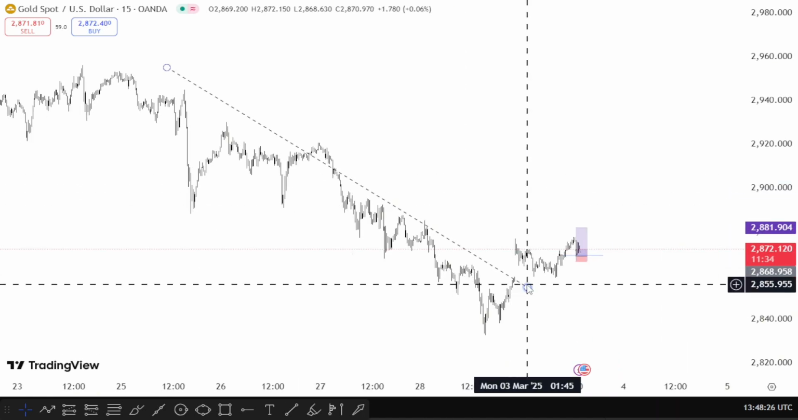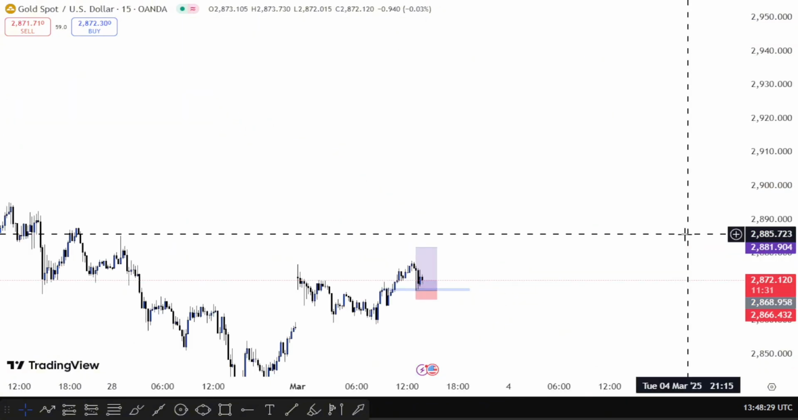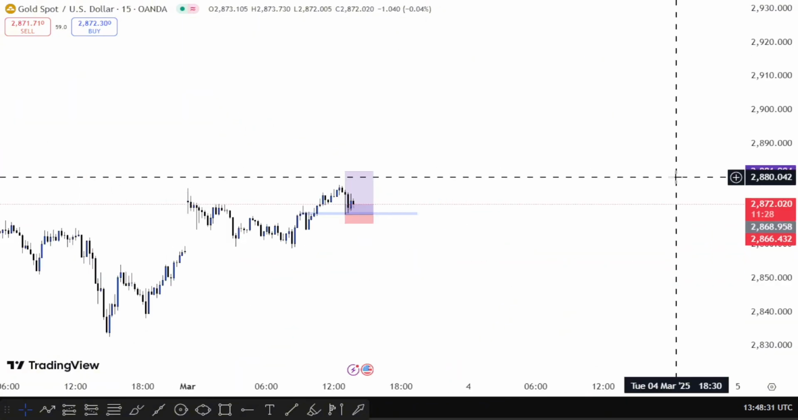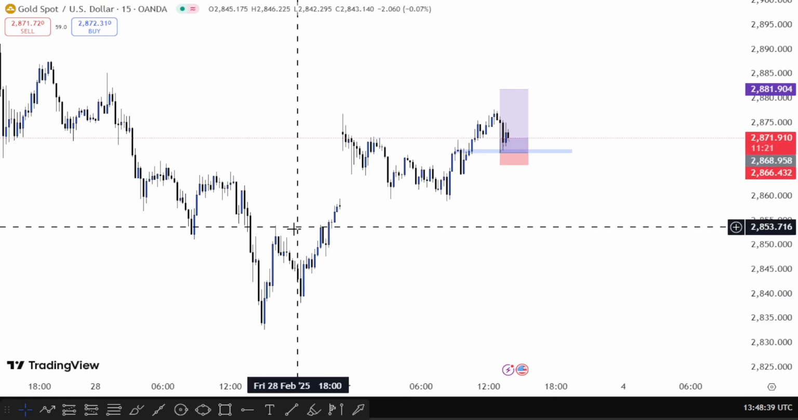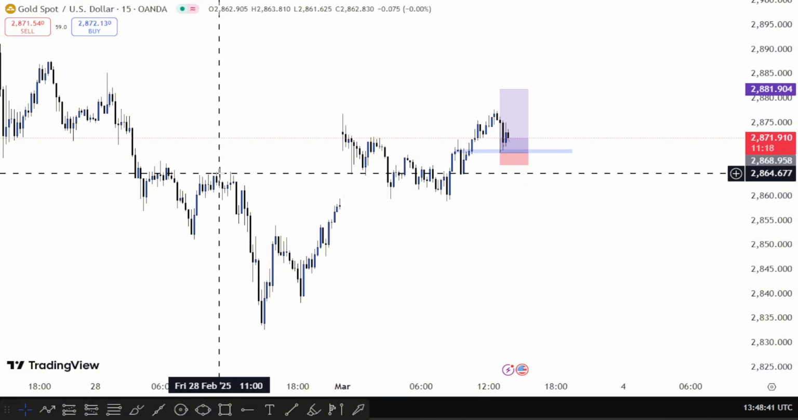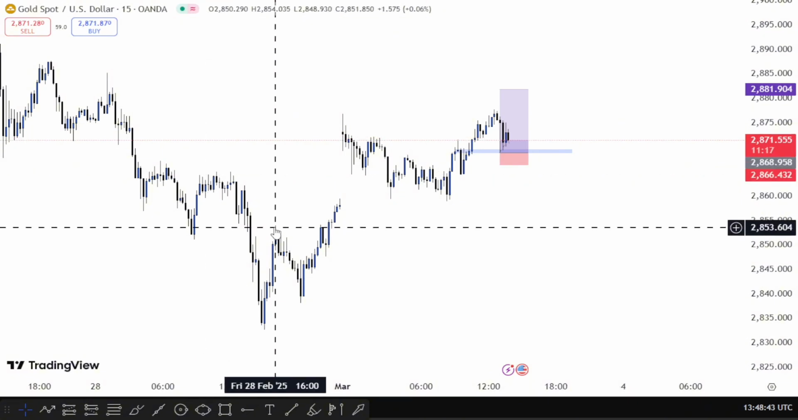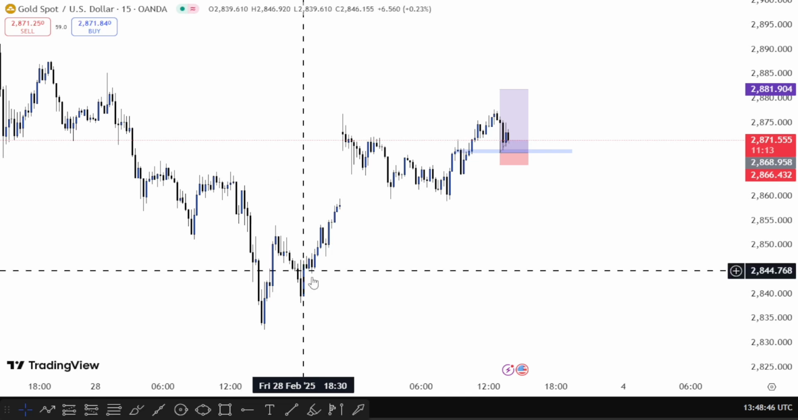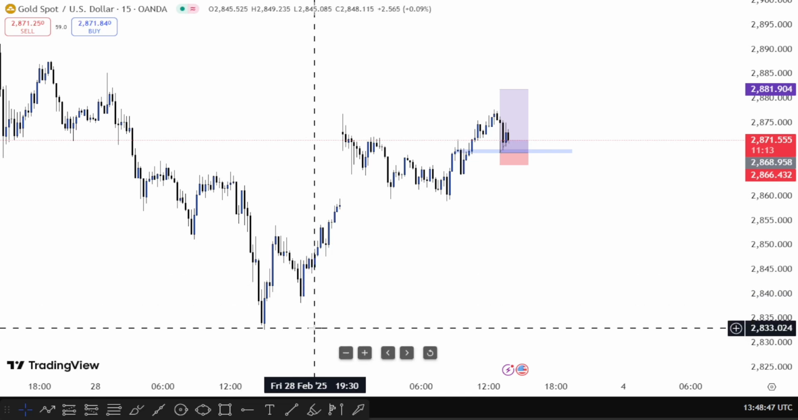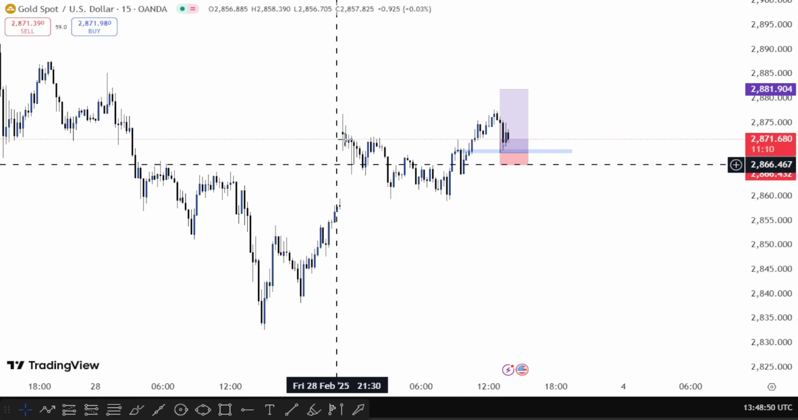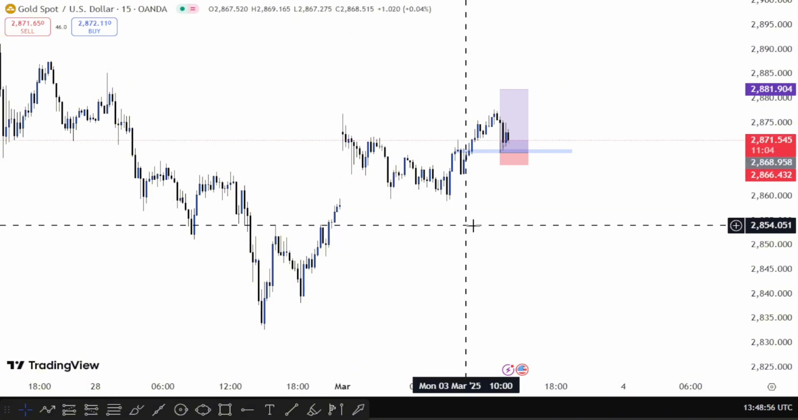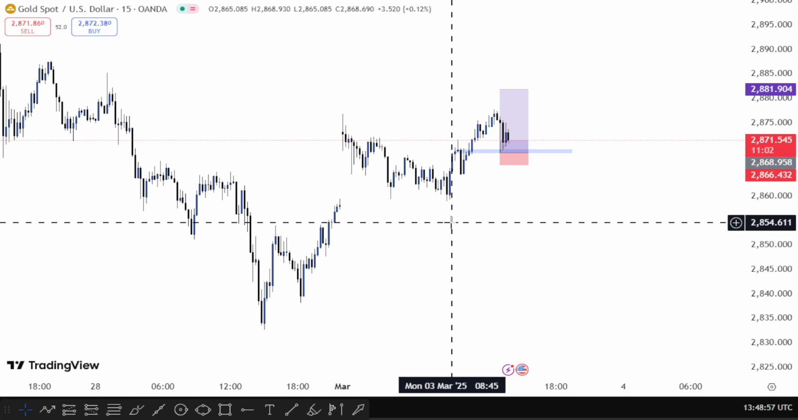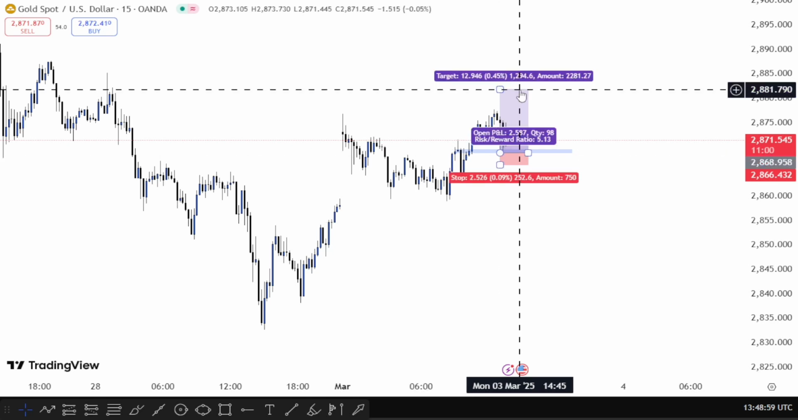So how am I able to identify that this is a shift in trend? How do I know? We have a break of this Friday high, and we have a higher low. The market was trying to go down, and then we have an impulsive move. Sunday opened with a gap, and then the market came back and filled that gap. So what I'm anticipating is for the market to continue to push to the upside.